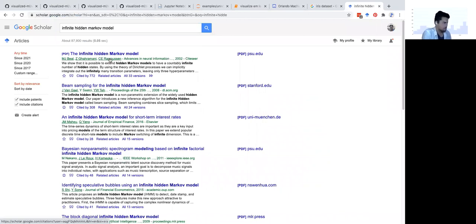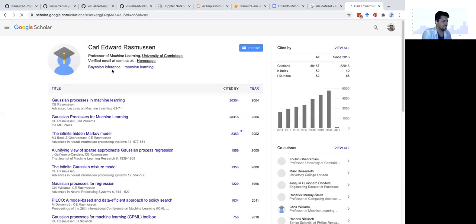It was Carl Rasmussen, who is one of the top cited machine learning people as well. So yeah, this was 20 years ago, before deep learning was a big thing, and the number one method for doing things like speech to text and speech processing was these things called hidden Markov models, which are another type of latent variable model, very similar to Gaussian mixtures actually.